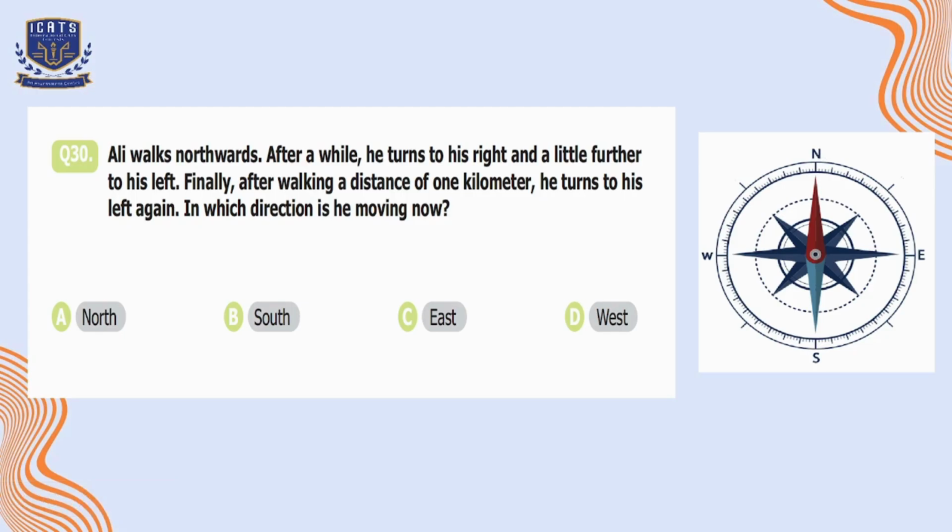Then after a while, he turns to the right side. Then he will move towards the east and a little further to his left. When he will move to the left side, he will be at the north again. Finally, after walking a distance of 1 kilometer, he turns to his left again. So as he was at the north, when he will take left again, he will be at west. So option D is the suitable option here. He will be in the west direction.